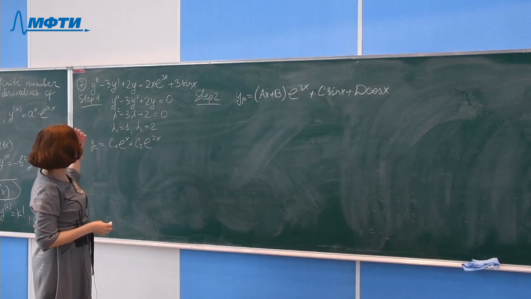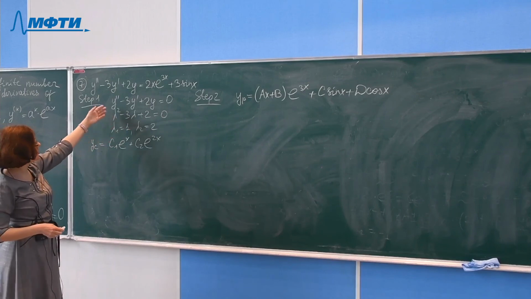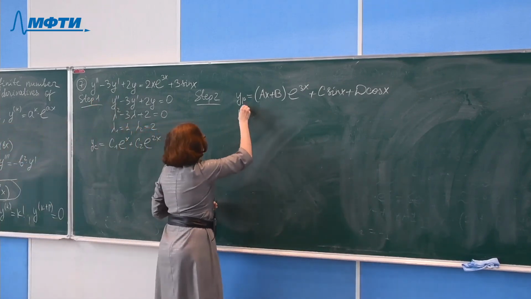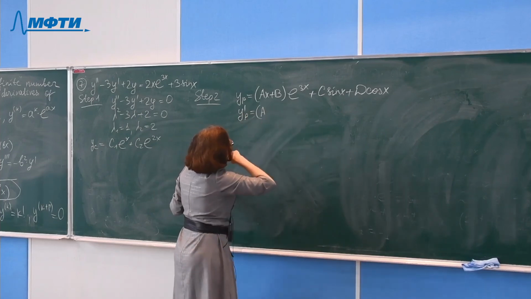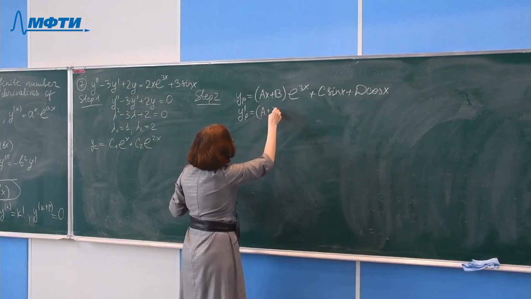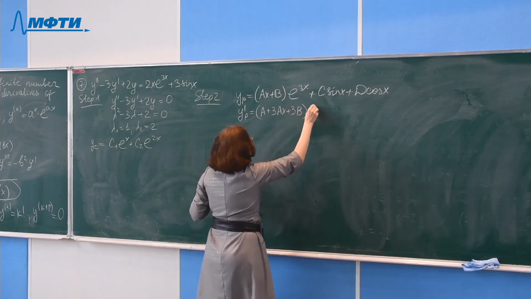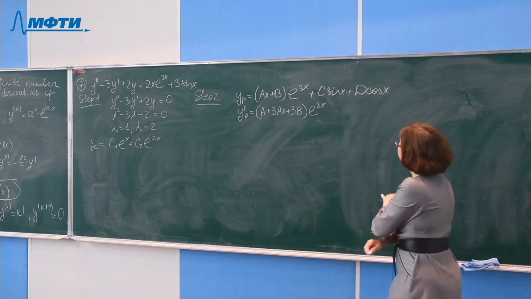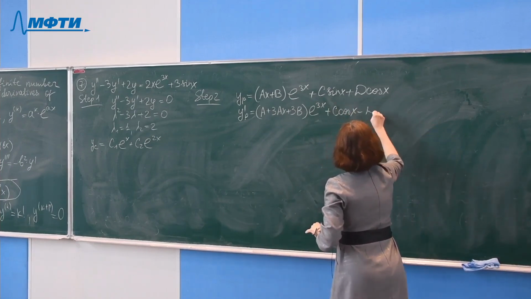And next, we should find these 4 coefficients using our differential equation. So we need to find y prime. It will be equal to a, if we differentiate, plus 3ax plus 3b, times e to 3x, plus c cos x minus d sin x.